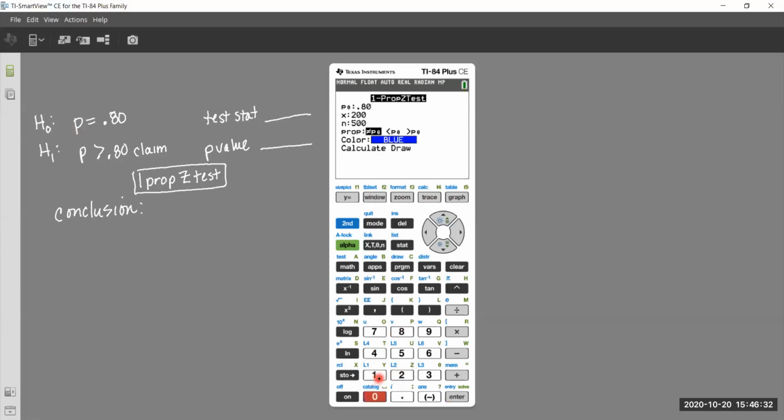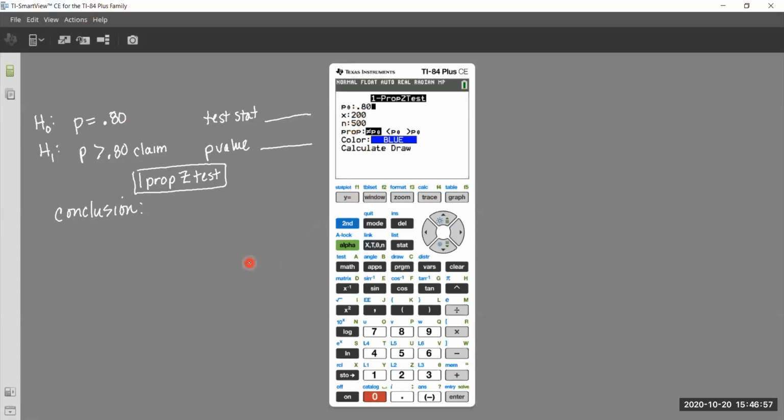0.80 or 0.8. The sub 0 will help you. That's another reason we like to put an equals here, because it's showing you, oh, P is equal to that, or P sub 0 is equal to that. Now it asks for X and N. X is your number of successes. N is your sample size.